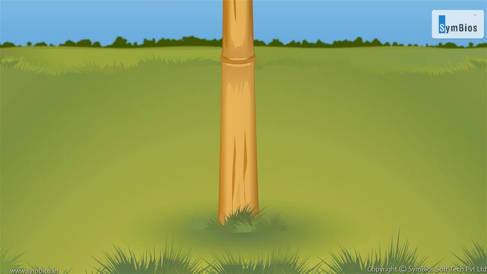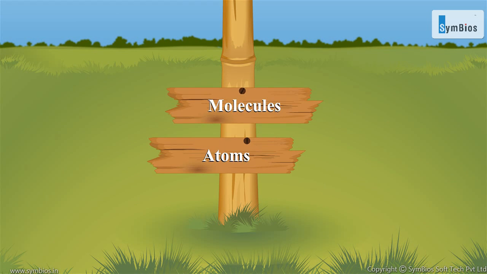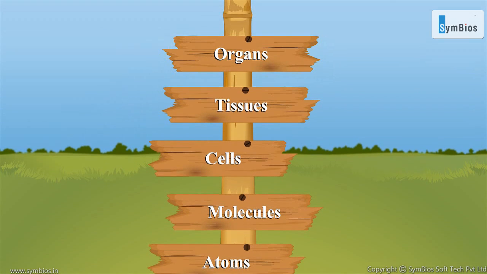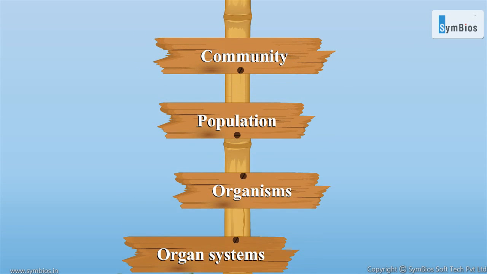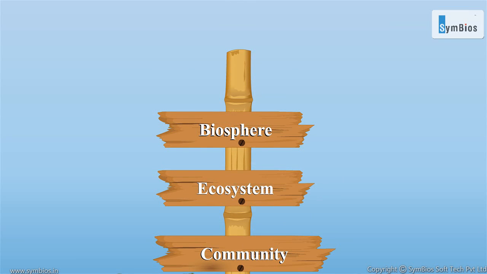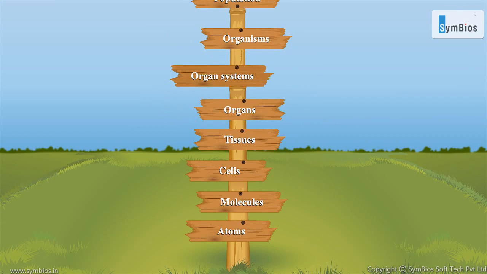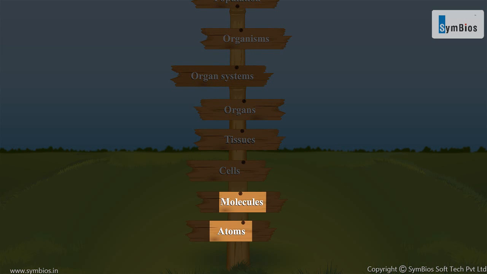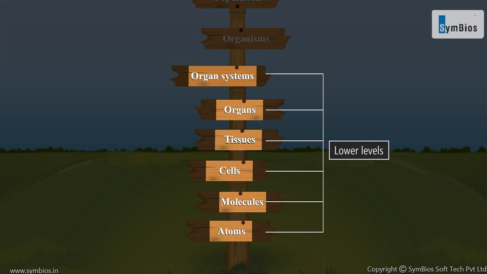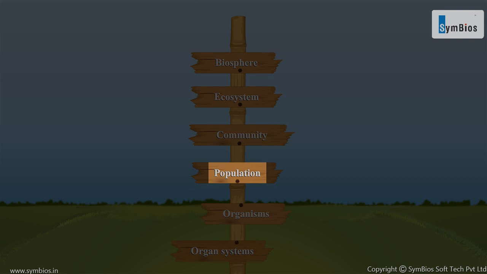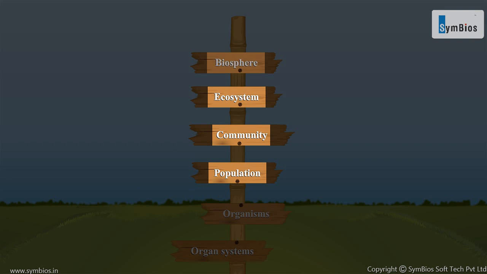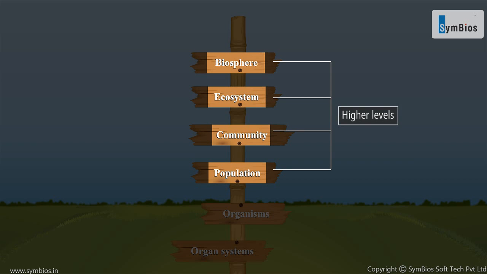The levels of the biological organization are atoms, molecules, cells, tissues, organs, organ systems, organisms, population, community, ecosystem and biosphere. The levels below the organisms, that is atoms, molecules, cells, tissues, organs, organ systems are the lower levels. The lower levels form a body or an individual organism. The levels above the organisms, population, community, ecosystem and biosphere, are the higher levels of the biological organization.